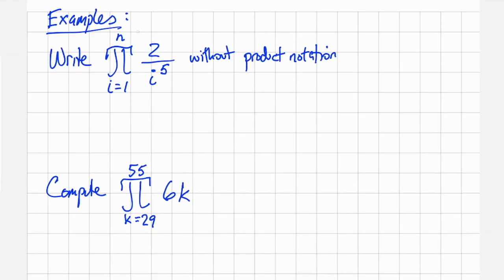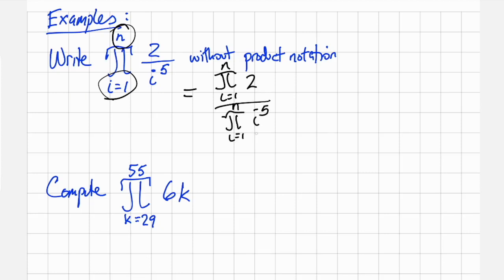Let's consider this product, the product where i goes from 1 up to n of 2 over i to the 5th. We see this as a quotient, and so we can write this as the product where i goes from 1 up to n of 2 divided by the product as i goes from 1 up to n of i to the 5th. Now, because the denominator is a product of something to a power, we can write this as the product i goes from 1 up to n of 2 over this individual product i goes from 1 up to n of i to the 5th power.